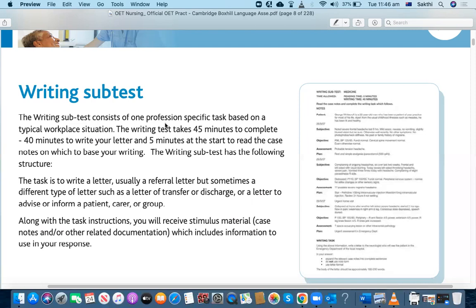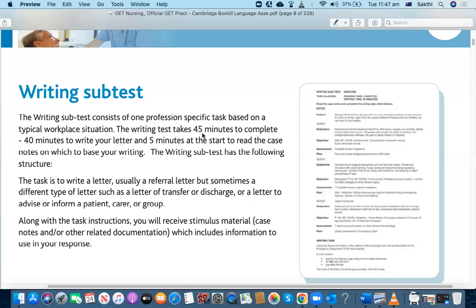So usually the writing task is based on a typical workplace situation. You receive the case notes of a patient and you need to write down a letter to someone else. You are going to write this OET letter in 45 minutes. They are going to give you only 45 minutes and you have to complete this task.